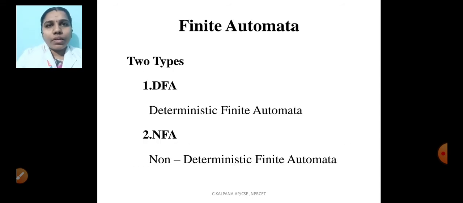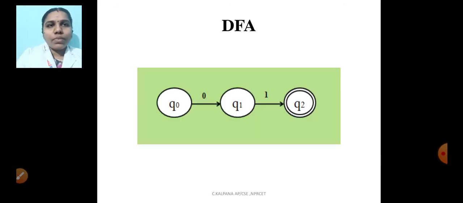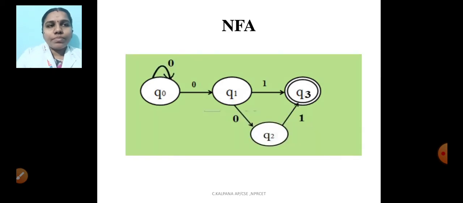Finite automata consists of 5 tuples. It moves from one state to another state by reading input symbols. There are two types of finite automata, DFA and NDFA. DFA means deterministic finite automata. NFA means non-deterministic finite automata. The definition of DFA is that it has a single transition from one state to another state for the same input symbol. I will explain with an example.